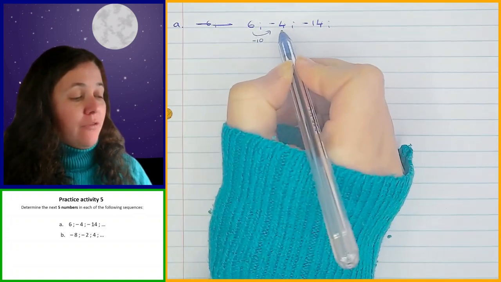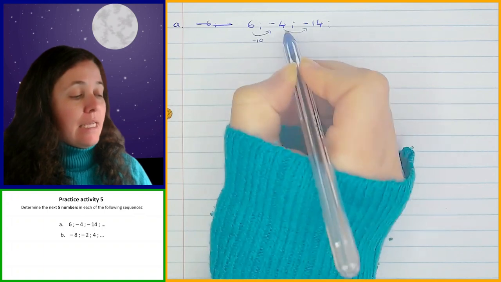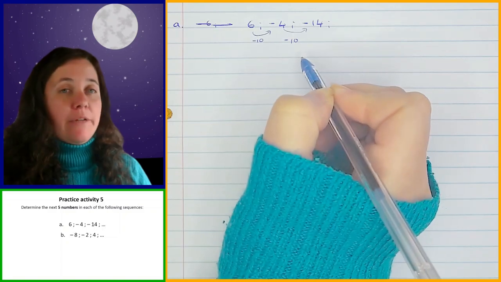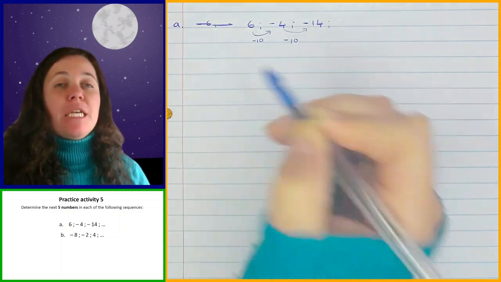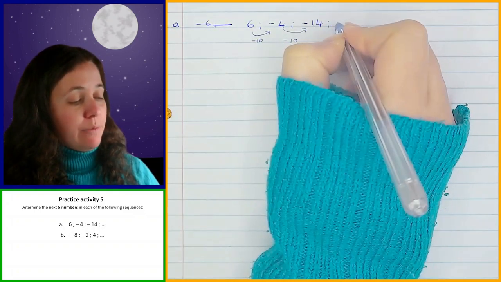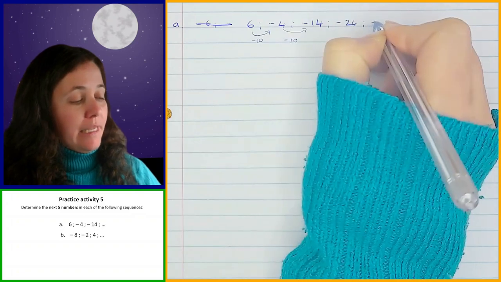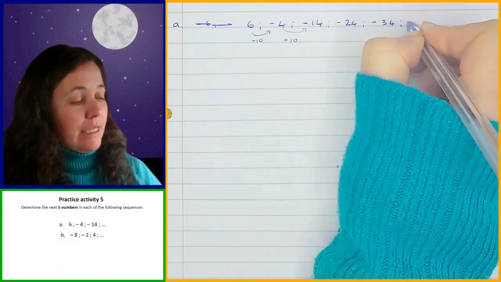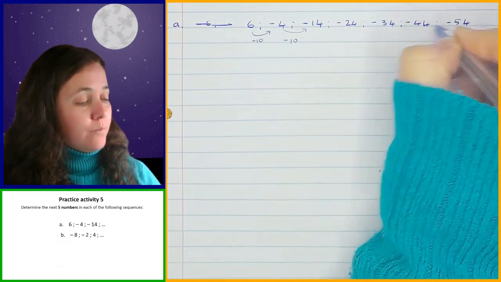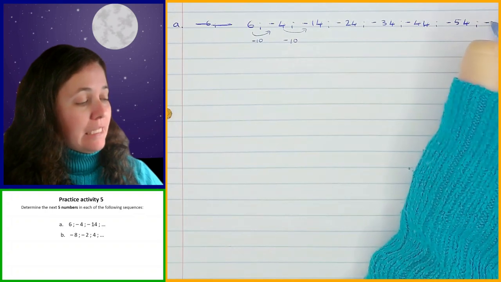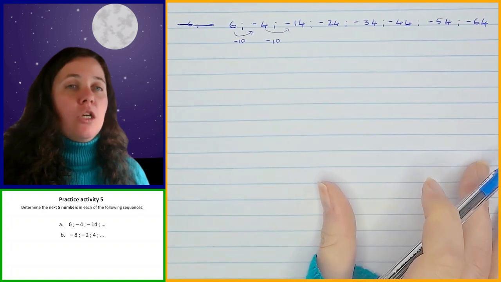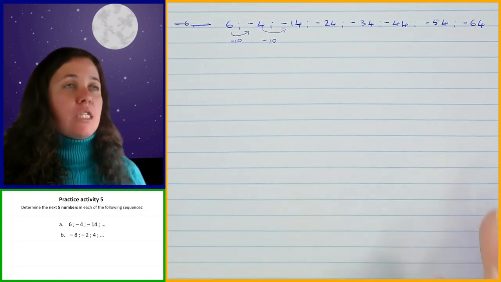And then let's just check over here. From minus 4 to minus 14, it's also a difference of 10. And we're going further below 0, which means we are going in a negative direction. So it's minus 10 and then minus 10. So we need to keep on doing the same thing for the next 5 numbers. So over here, from minus 14, it's going to be negative 24. Then negative 34, then negative 44, then negative 54, and finally negative 64. So that's 5 terms that we have now added to our pattern. Okay, so that's question A.